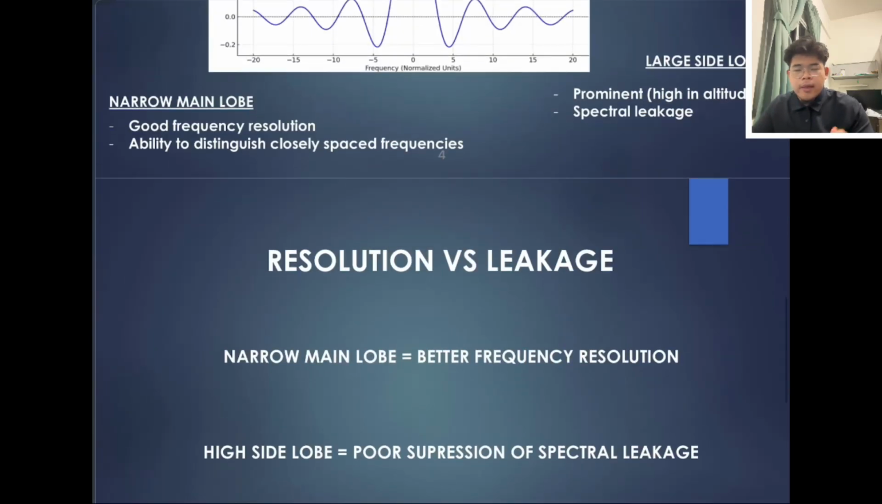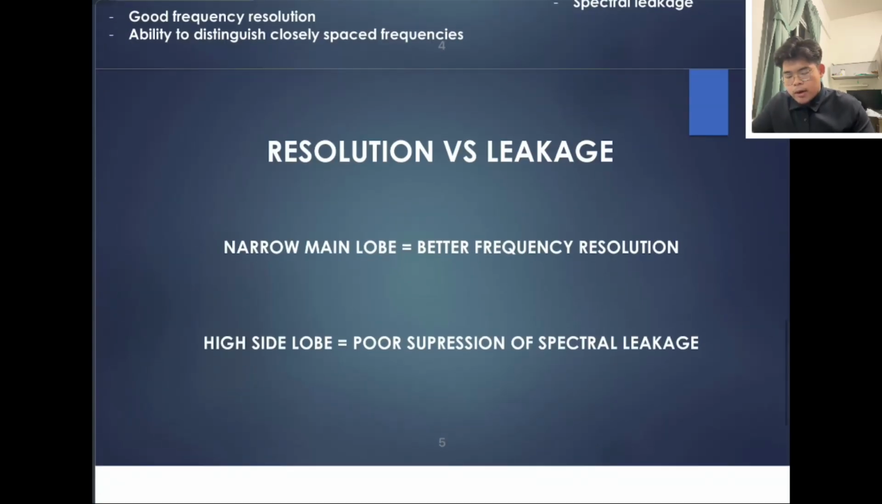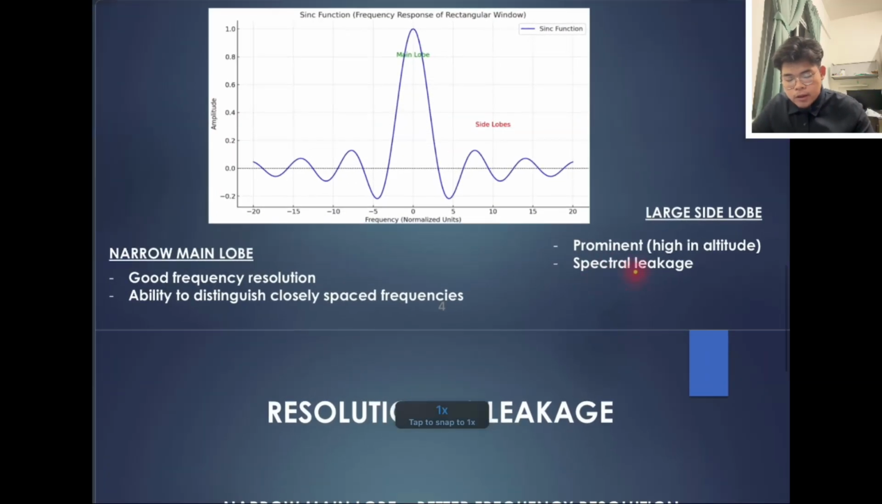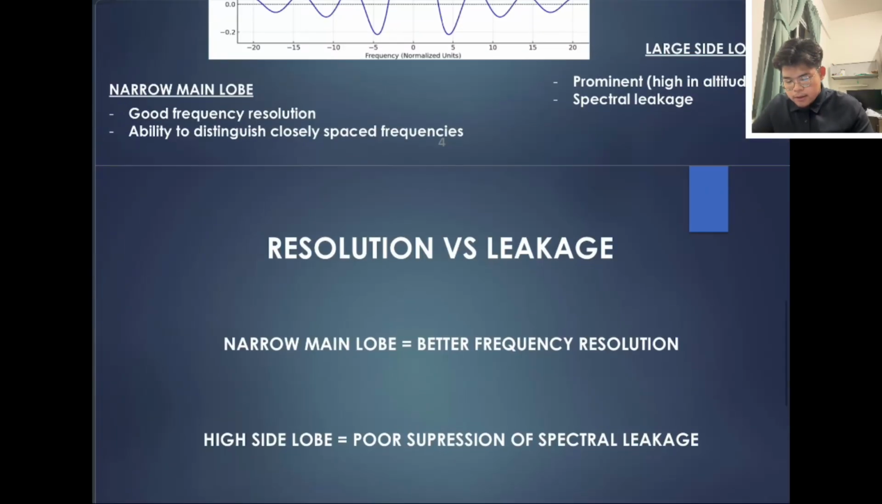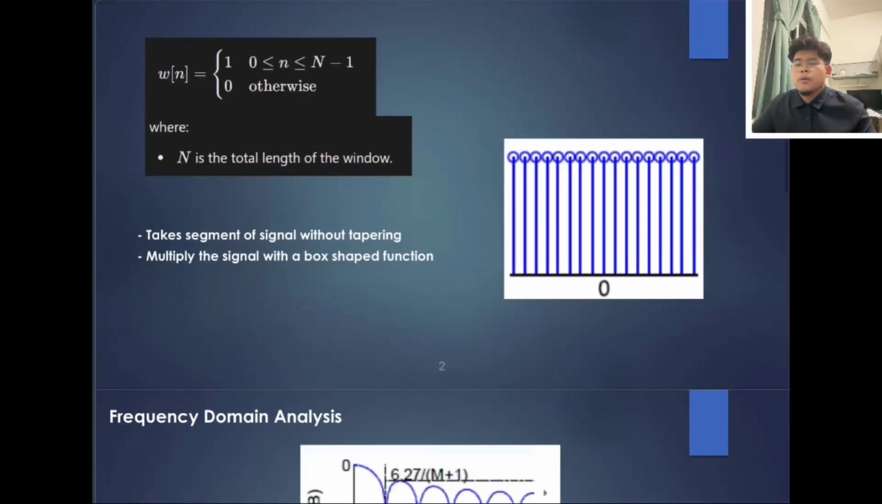From that we can draw a conclusion about the relationship between the size of the main lobe and the size of the side lobe, where a narrow main lobe will provide better frequency resolution, and a high side lobe will provide poor suppression of spectral leakage, like I mentioned earlier, where energy will spread into adjacent frequencies. That is basically my part for the rectangular window filter, and we will move on to the next part. Thank you very much.